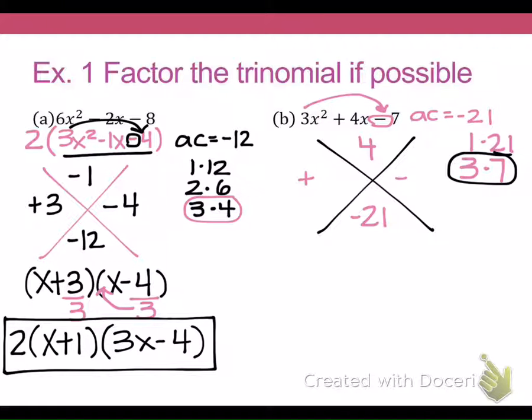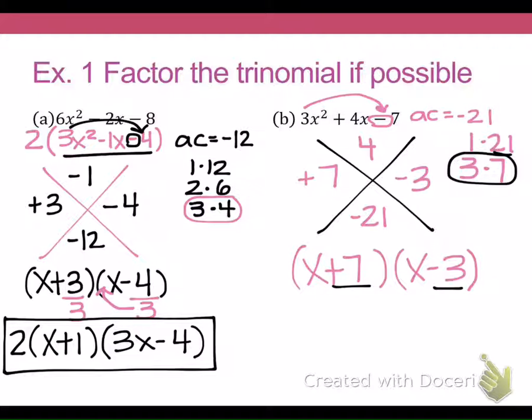Now I just have to decide which one of them is positive and which one is negative. My 4 is positive, so the larger factor needs to go next to the positive sign. So which one would be positive? 7. And which one would be negative? 3. Good. So now what are my 2 binomials, Javion? X plus 7, X minus 3. Now, what do I do next? What am I going to divide those factors by? 3. The A value in this problem is 3, so I'm going to divide both of them by 3.